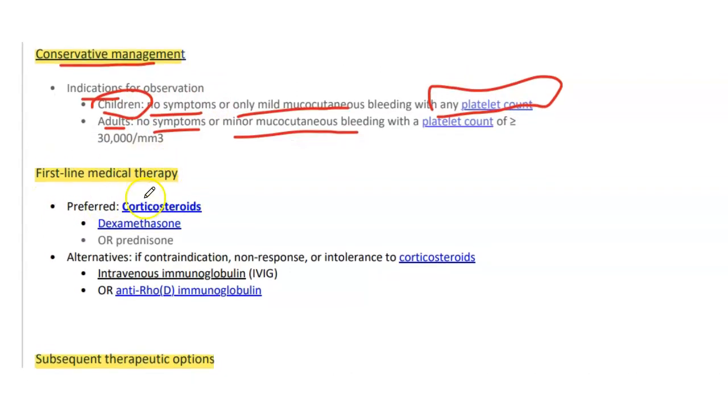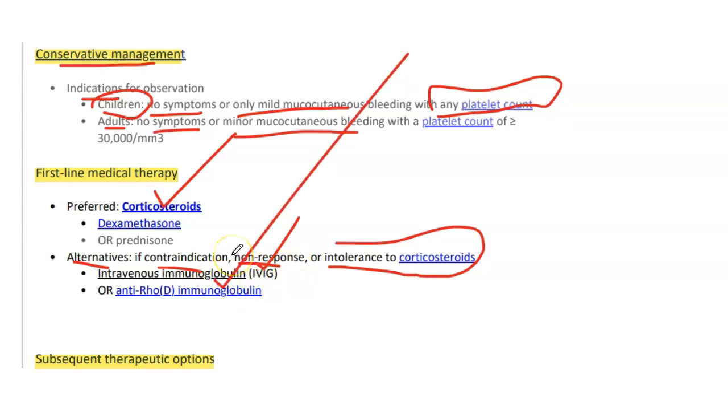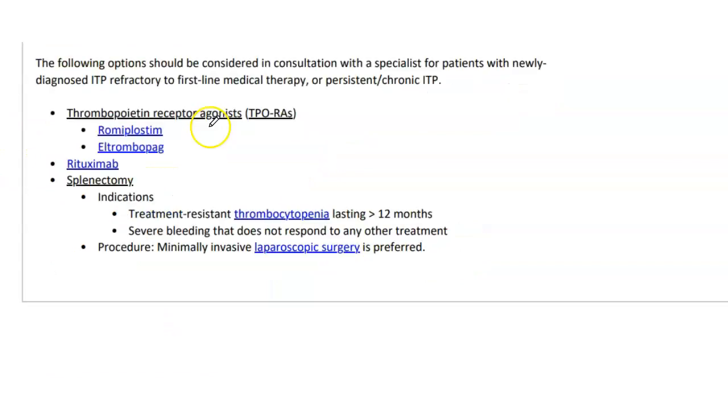First line medical therapy, so preferred is steroids. First line treatment is steroid, dexamethasone or prednisone, and alternative options are if there is a contraindication, no response, or intolerance to steroids. In that case we can consider IVIG, IV immunoglobulin, and anti-RhD immunoglobulin.